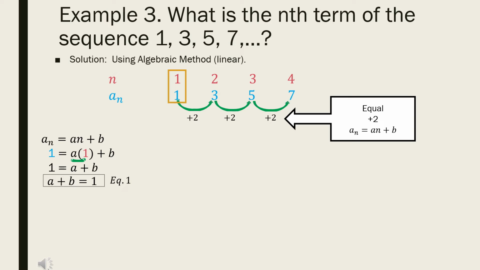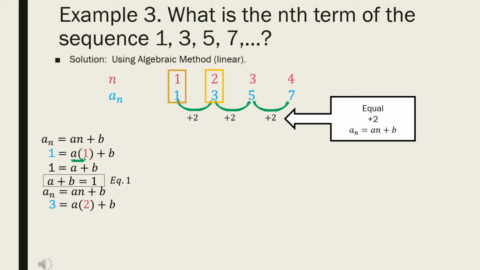Next, find another pair or select another pair from our established n and a sub n. So we are going to have 2 and 3 as our pair. So, okay, take note and reminders also. Please substitute the right value. So if it is a sub n, we will use either 1, 3, 5, and 7, the color blue. If it is n only, then we will use the red ones, which is 1, 2, 3, and 4. So now we have the second pair, which is 2 and 3. So our a sub n is 3, our n is 2. So you just substitute the values.